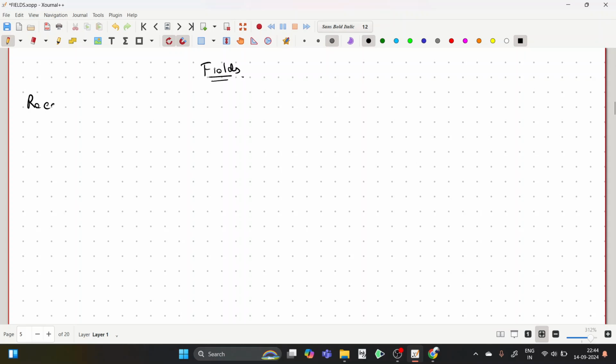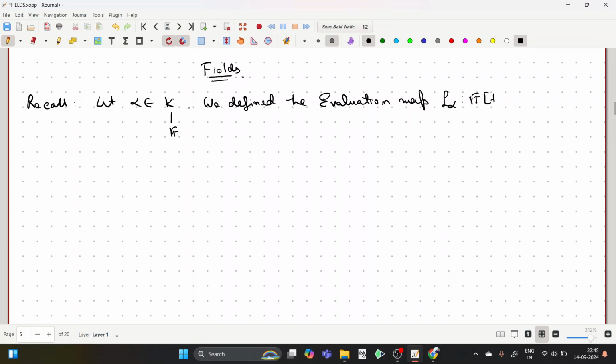So recall, let alpha be an element of K where K is a field extension over F. So we defined the evaluation map, given by phi alpha, from F[t] to K, such that phi alpha acting on some polynomial p(t) was just p(alpha), right? This was the basic definition.